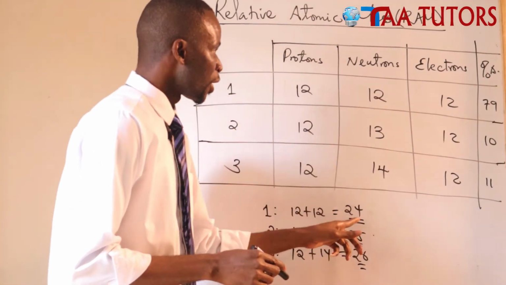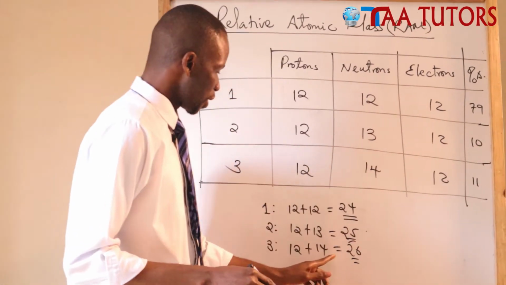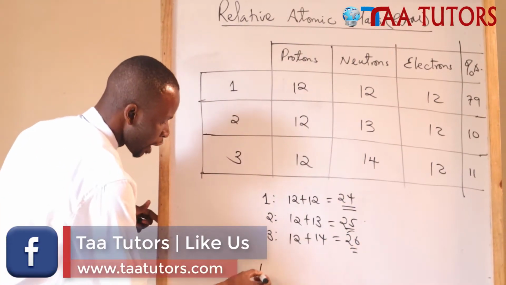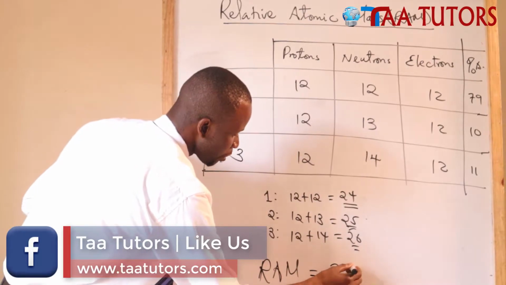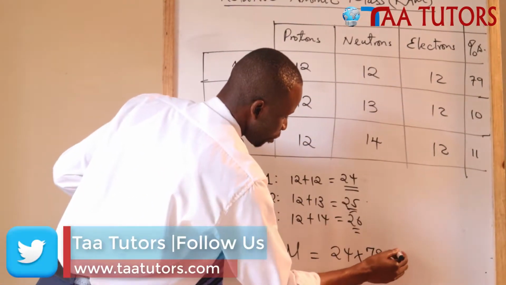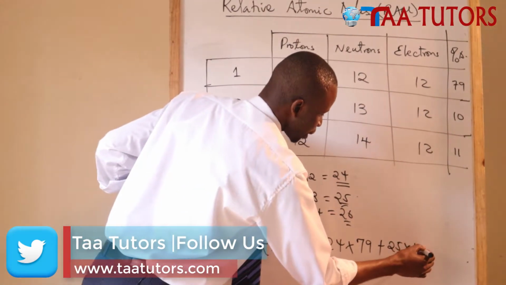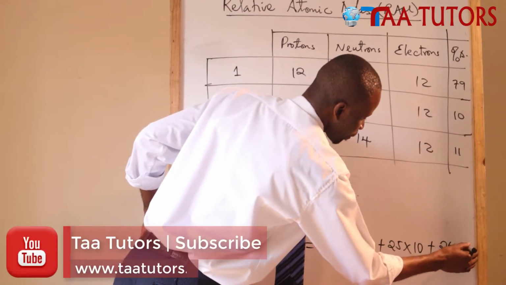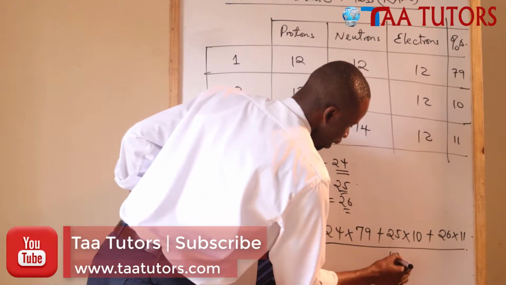We have 24, the relative abundance is 79. 25, the relative abundance is 10. 26, the relative abundance is 11. So we can now get the RAM. The relative atomic mass of magnesium will be the mass number times the relative abundance, which is 24 times 79, plus 25, the second one, times 10, plus 26 times 11. Everything, as we said in the first example, divided by 100.